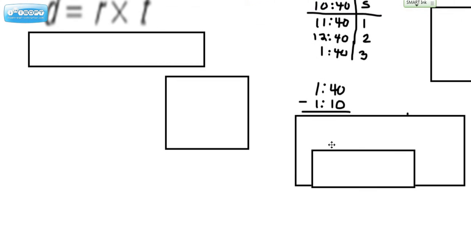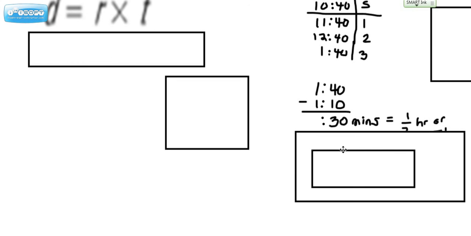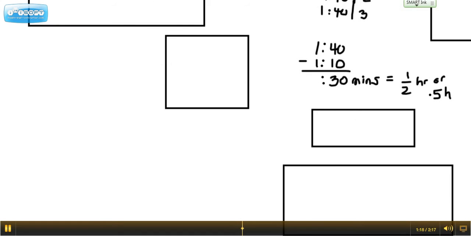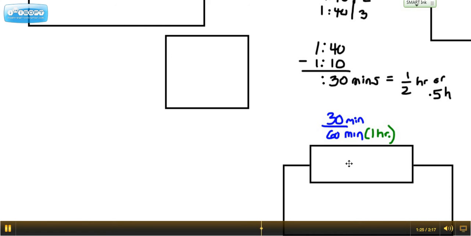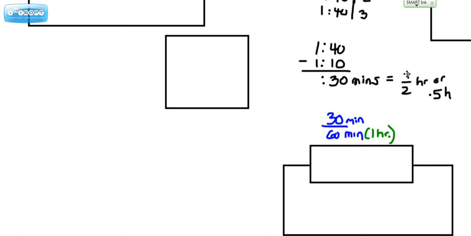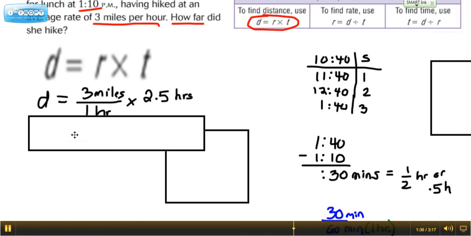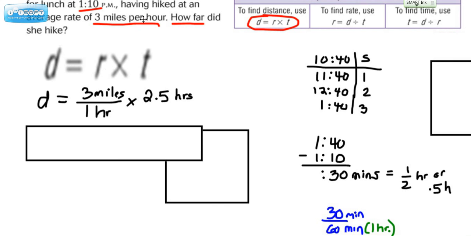So what's the difference between those times? It would be 30 minutes. Now 30 minutes is equal to a half an hour, or 0.5 of an hour. Well, you may be wondering, where do we get this number from? Well, remember there's 60 minutes in an hour. So if we simplify this, we would get a half, or if we did 30 divided by 60, we would get the decimal equivalent. So we're going to take that value and plug it into our formula, because we already know that the rate is right here, 3 miles per hour, so we're going to plug that in as a ratio, and now we know that the time is 2.5 hours.